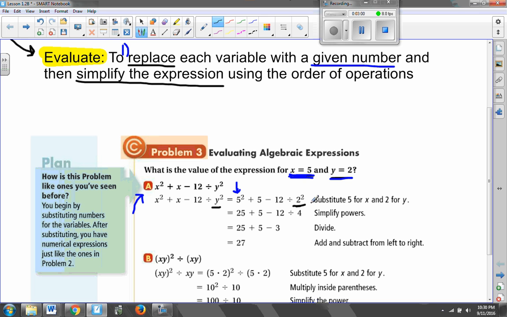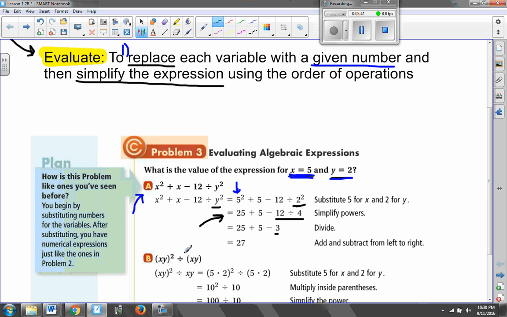First thing in the order of operations is parentheses or grouping symbols, but there are none here. The second thing is exponents, so we do 5 squared and 2 squared first. 5 squared is 25, 2 squared is 4. So now our expression says 25 plus 5 minus 12 divided by 4. Now the next thing we need to do is multiplication and division. If we go from left to right, the first multiplication or division that we come to is right here at the end, 12 divided by 4. So I do 12 divided by 4 and I get 3. I now have an expression that says 25 plus 5 minus 3.